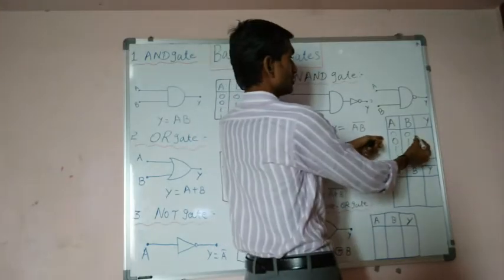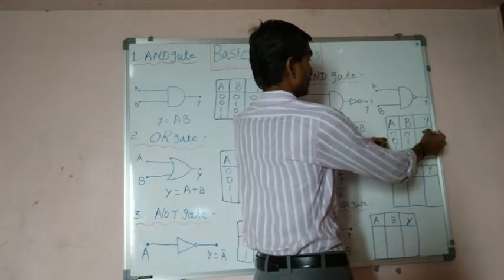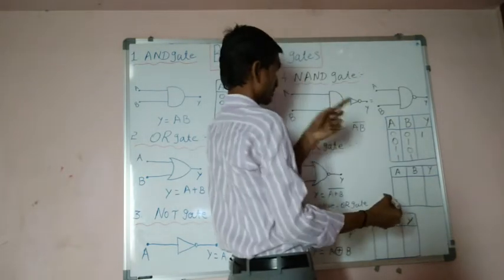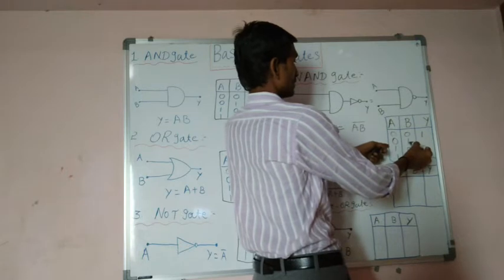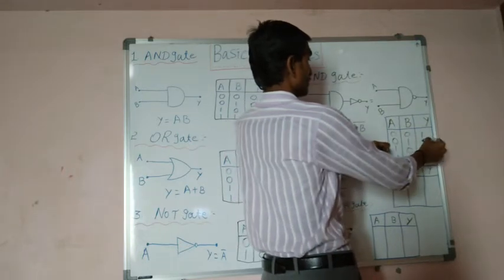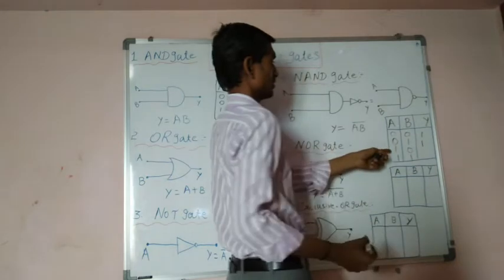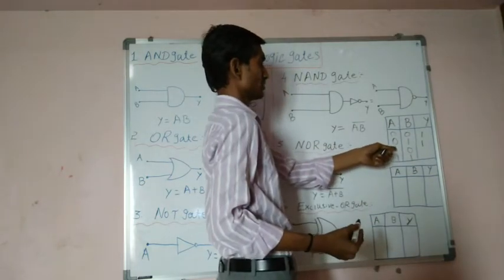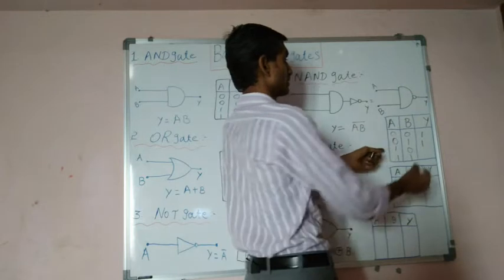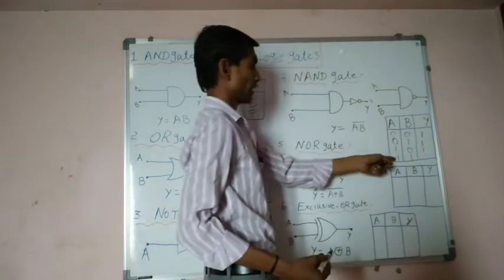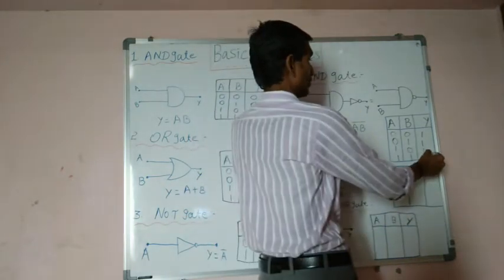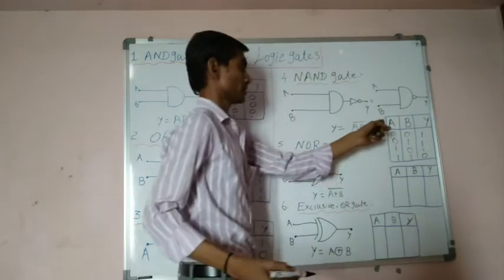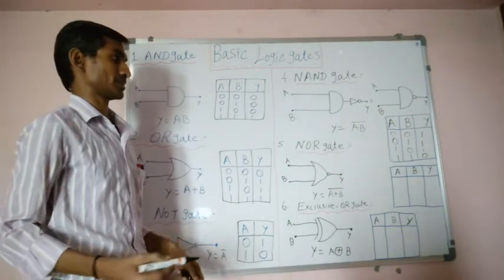So 0, 0, complement, 1. 0, 1, complement, 1. 1, 0, complement, 1. 1, 1, multiplication, complement, 0. These are the truth table for the NAND gate.